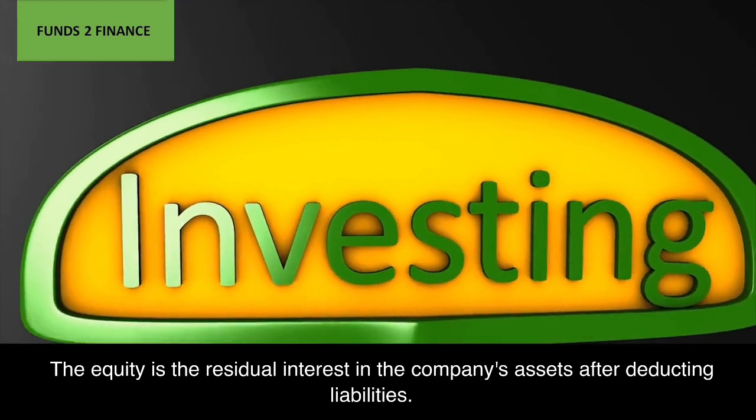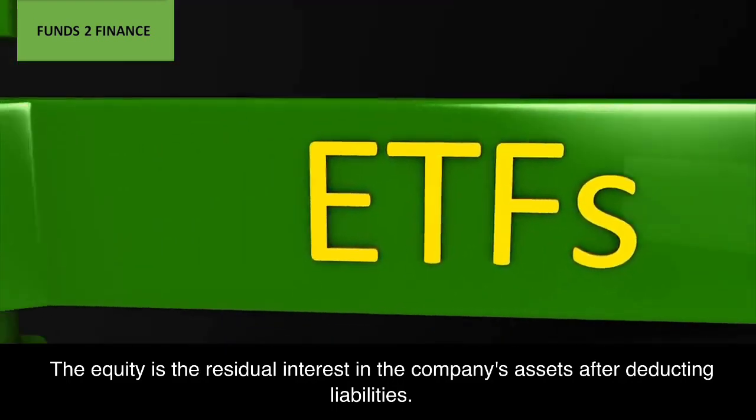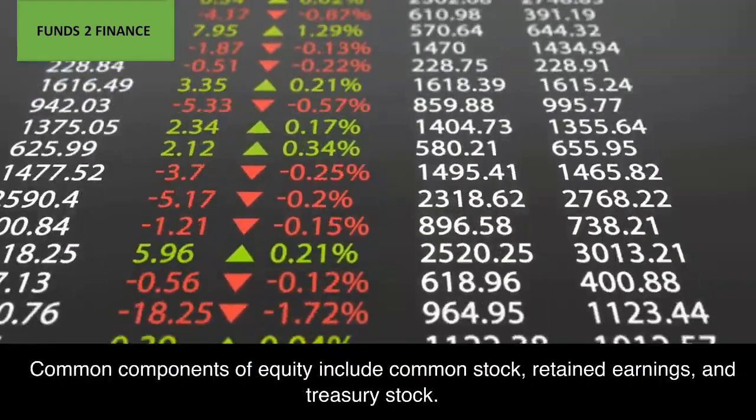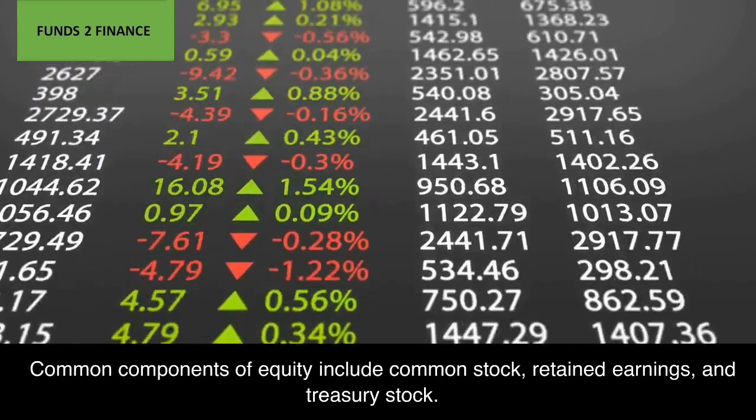Calculate the company's equity. The equity is the residual interest in the company's assets after deducting liabilities. It is listed in the bottom section of the balance sheet. Common components of equity include common stock, retained earnings, and treasury stock.